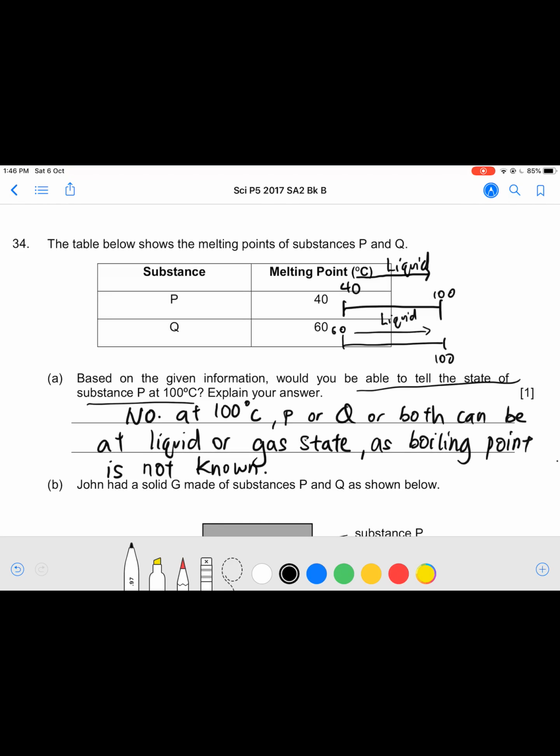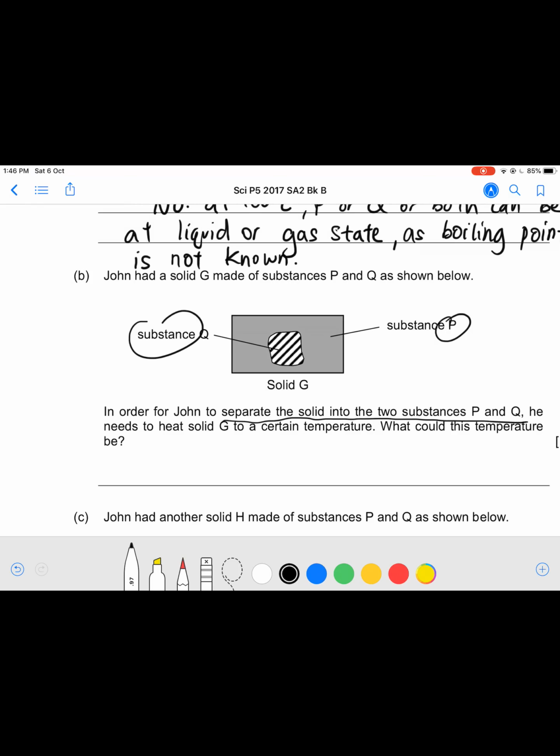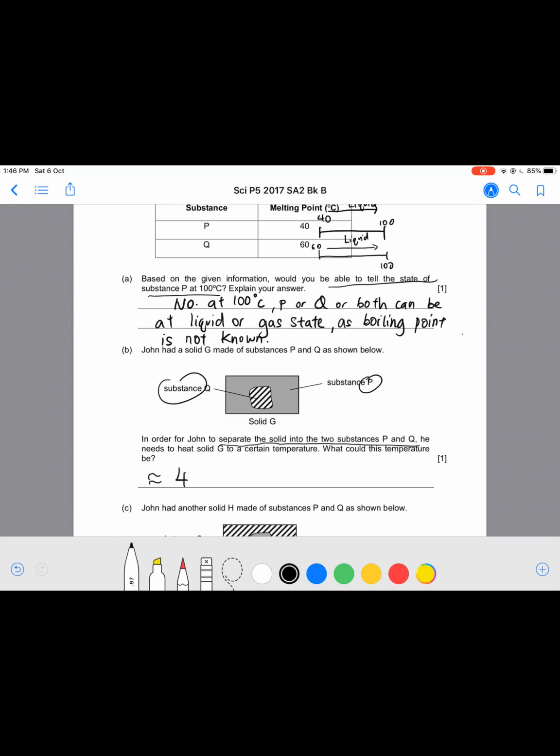Alright, next question. John has a solid G that is made of substance P and Q combined together. So to separate the solid into 2, that means make them apart, now they are joined together, he will need to heat solid G to a certain temperature. And what could this temperature be? Alright, now there's a lot of possible answers, so long as your answer is between 41 degrees to 59 degrees, in between, any one of the answers is correct.